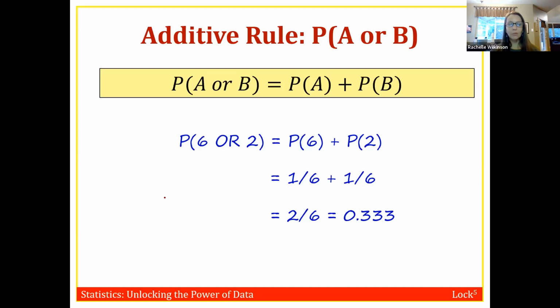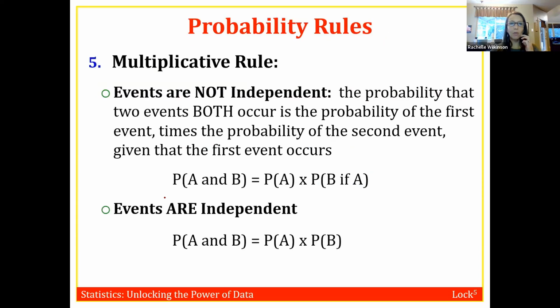All right, and the last rule we're going to talk about is called the multiplicative rule. And the multiplicative rule has two parts, and we are going to learn two parts to this one. So we have the multiplicative rule when events are not independent, and we have the multiplicative rule when events are independent. So when events are not independent, then the probability that both events occur is the probability of the first event times the probability of the second event, given that the first event occurs.